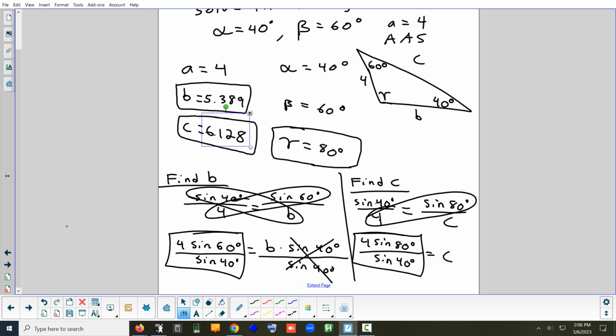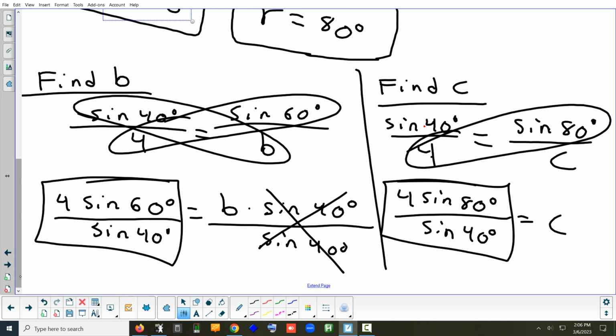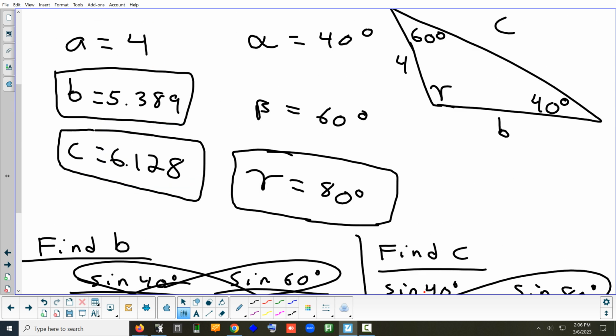Any questions on that? Yeah. Just real quick, how do we get the 8 degrees? How do we get gamma? Yeah. This? Yeah. So that was our first step because we knew these 2 angles added up to 100, and all 3 angles have to add up to 180. So just subtract 100 from 180. I wrote 100 originally, which was right.